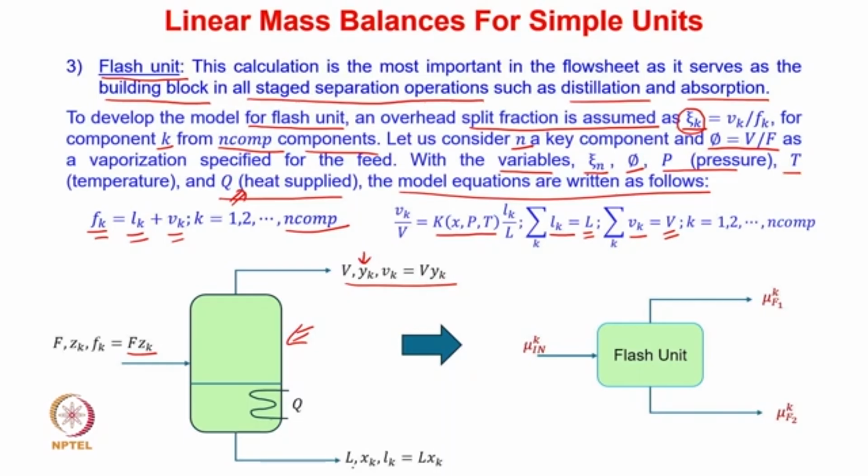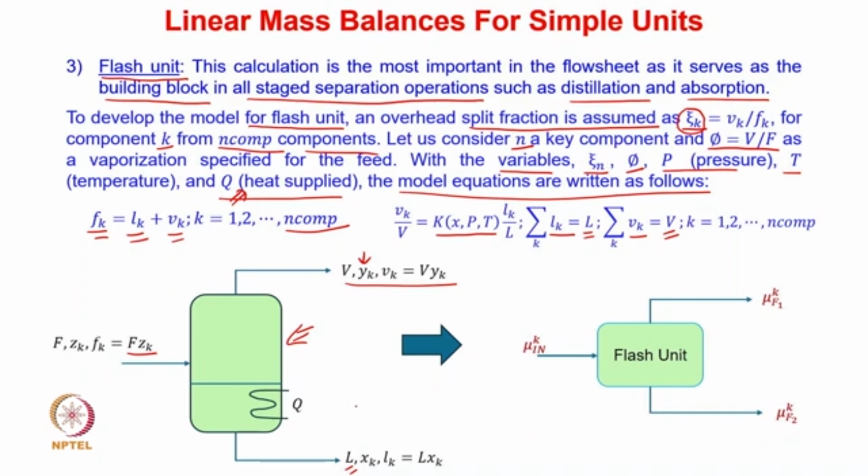Similarly, for the bottom, the product coming out from the flash unit will be liquid, so the total molar flow rate of the liquid coming out from the bottom is capital L. Xk is the mole fraction of the kth component in the liquid, and Lk is the molar flow rate of the kth component in the liquid. So Lk is given as capital L into Xk.